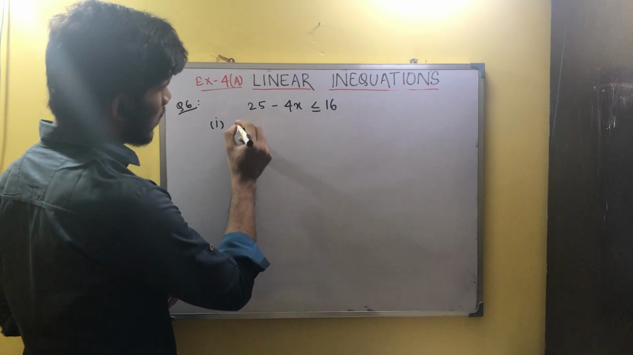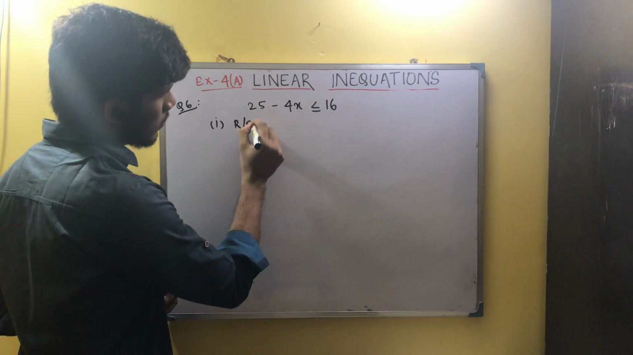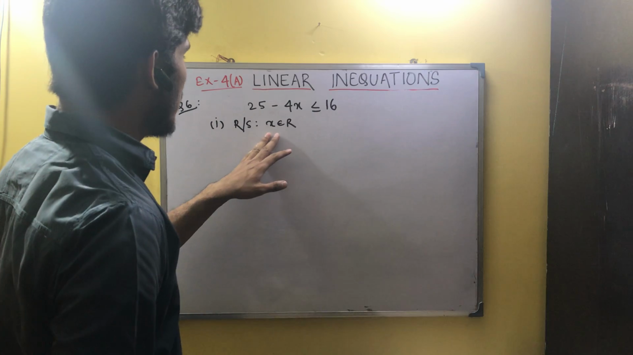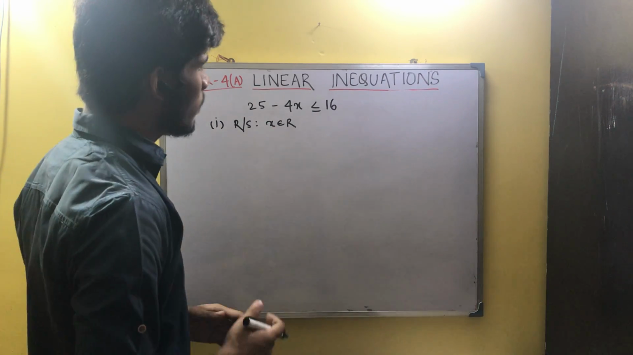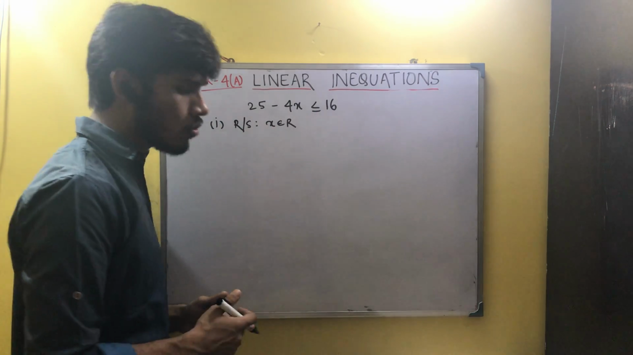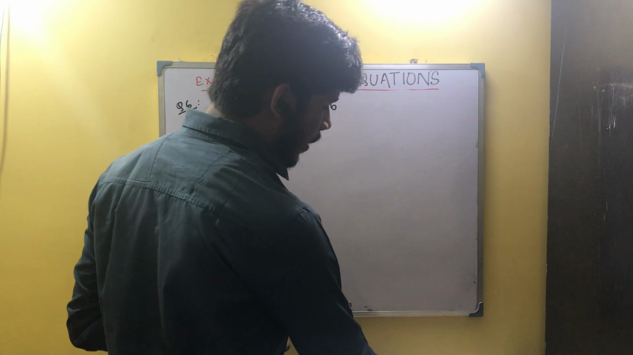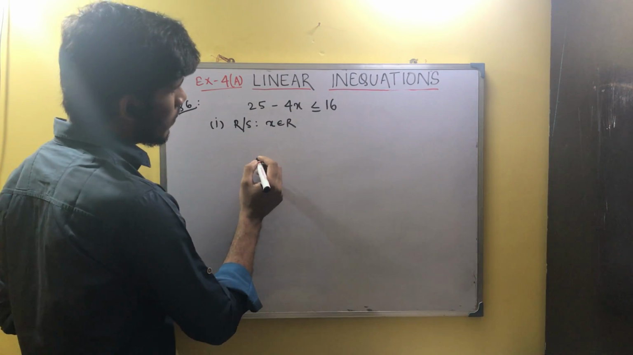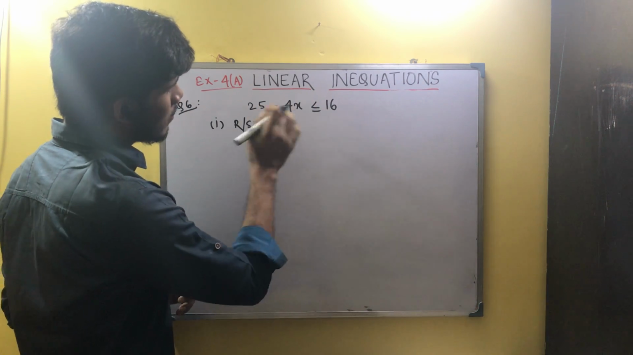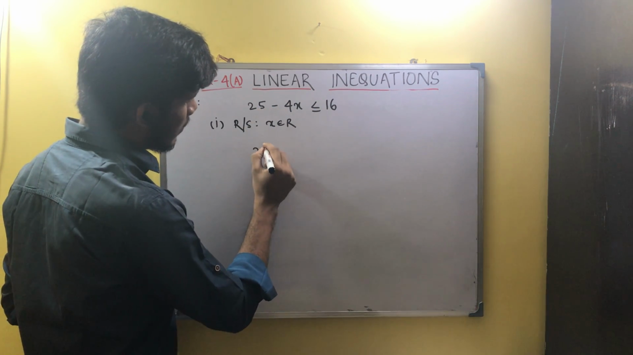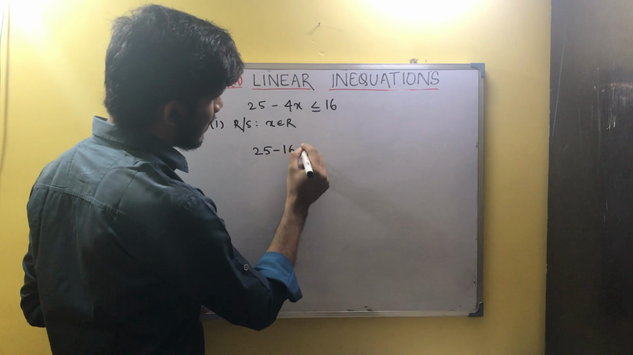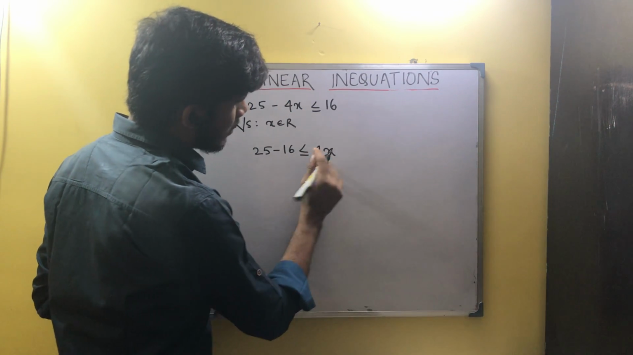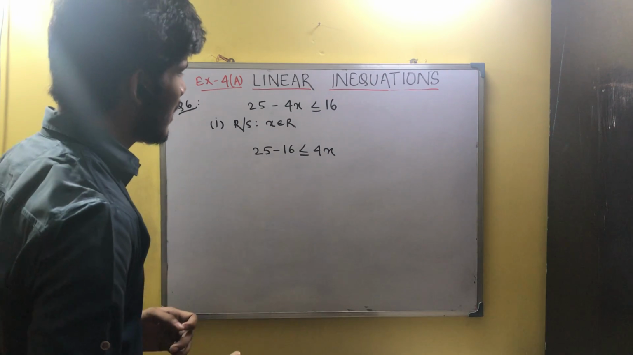For the first part, the replacement set is x belongs to R, isn't it? So we know that x could be a decimal also. Now we need to find the smallest value of x. Let's solve this inequation. Take 16 to the LHS, we get 25 minus 16, and take 4x to the RHS, we get plus 4x since it was minus 4x in the LHS.